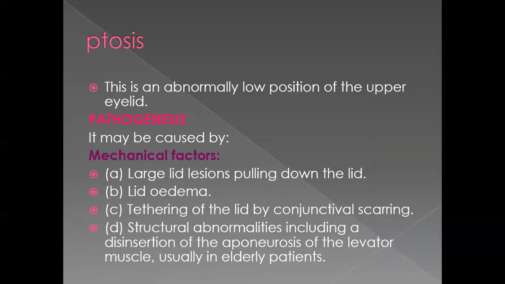Now, what is ptosis? It is an abnormally lowered position of the upper eyelid. You can call it the drooping of the eyelids. Okay, so drooping of the eyelids or abnormally lowered position of the upper eyelid is basically associated with the upper eyelid. This abnormality has to do with the upper eyelid. If it drops, we call it ptosis.